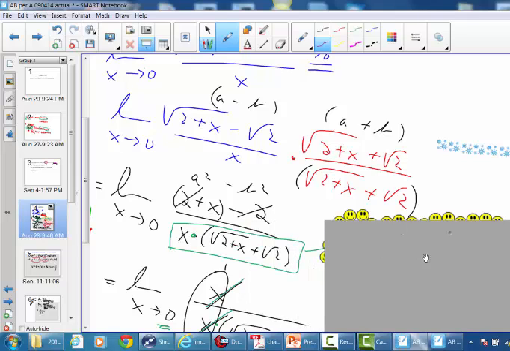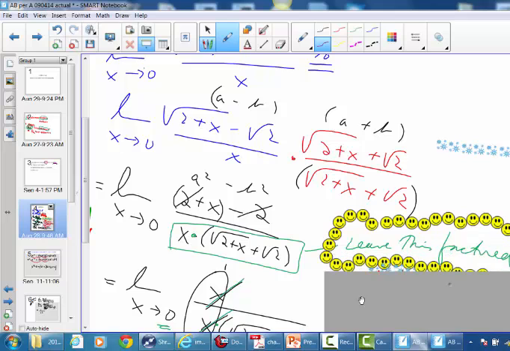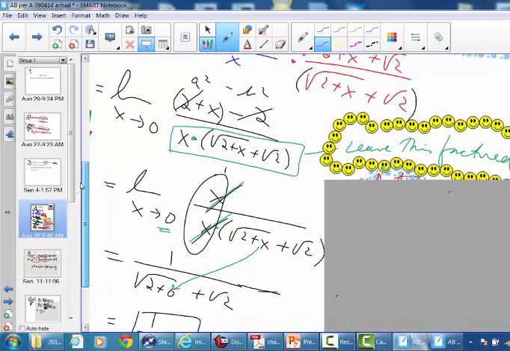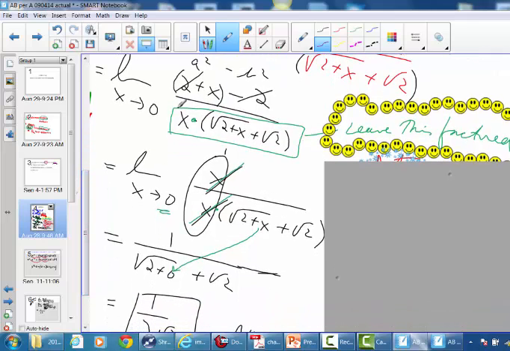Now the beauty of that is the fact that in 2 plus x minus 2, the 2's will cancel, leaving you with x. Again, don't forget, you don't just have x in the denominator, you also have root 2 plus x plus root 2. So leave this in factored form. I cannot emphasize with enough happy faces that you need to leave this in factored form. Reason being, when these 2's cancel, because it's in factored form, you'll be able to cancel the x's. You'll now be left with this expression in the denominator.